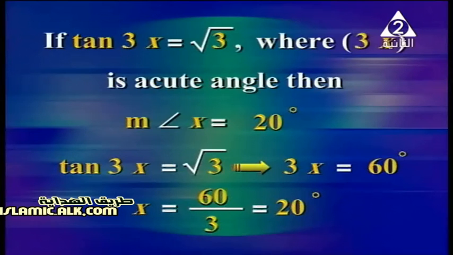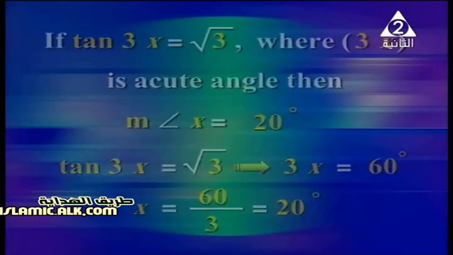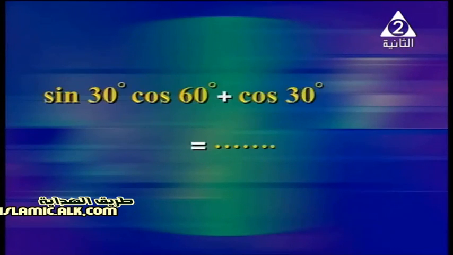Let us have another example. Sine 30 degrees cosine 60 degrees plus cosine 30 degrees sine 60 degrees equals what? Here in this case, you can use your calculators to find the result. But please, you must write your steps. How can you solve such a problem using steps?